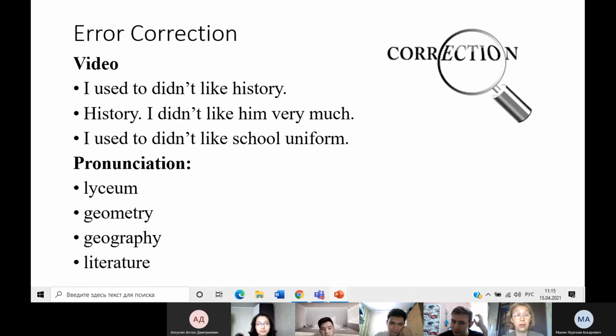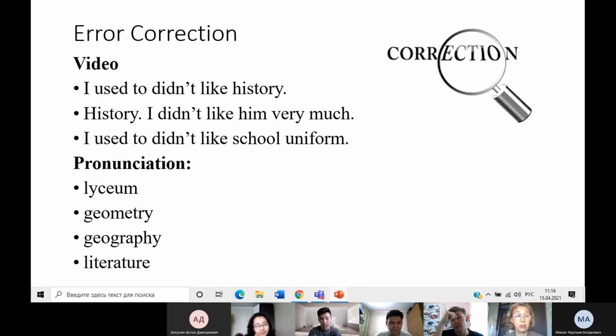We should say, what is the correct version? Как здесь правильно сказать? Я обычно не любил историю. I didn't used to like history. Yes, I didn't use to like history, yes. Okay, so the second line here is about history. So I've heard, I didn't like him very much. Who is he? Like кто? It, yes, because history is not a human being. Это не человек, поэтому это неодушевленное существительное. It должно быть с местоимением.